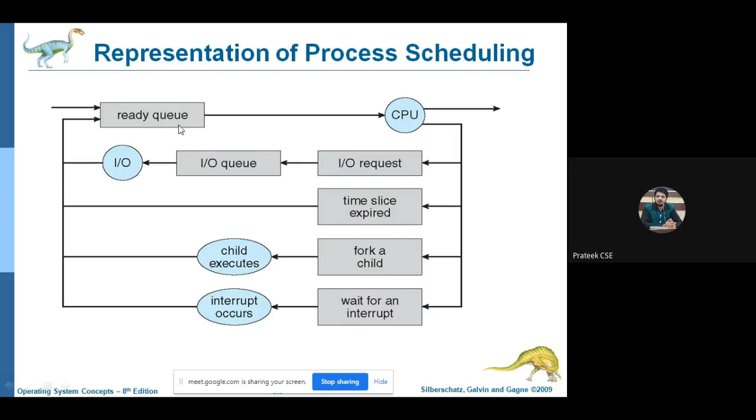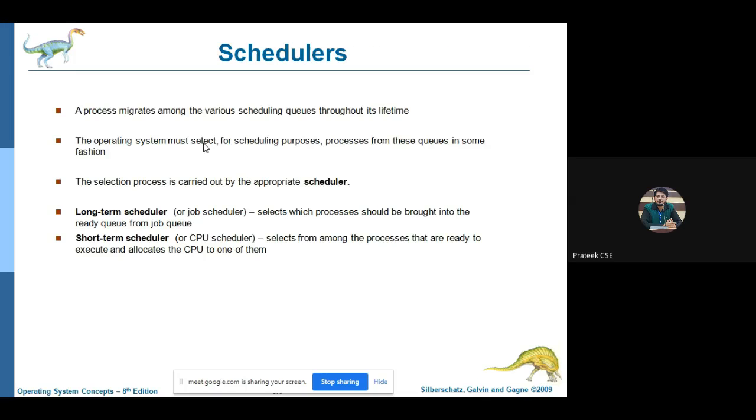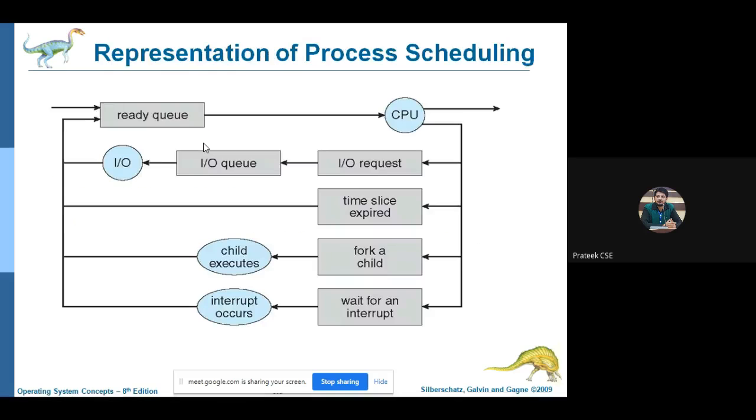The different queues are related during the process of scheduling, and this is how the process migrates between the various kinds of queues. Now this is very important and interesting: the various types of schedulers. A process migrates among the various scheduling queues throughout its lifetime. Initially the processes will be in the job queue when they are simply in the hard disk, and those processes which we want to execute will enter from the job queue to the ready queue, and the ready queue will consist of a large number of processes depending upon how much RAM we have.